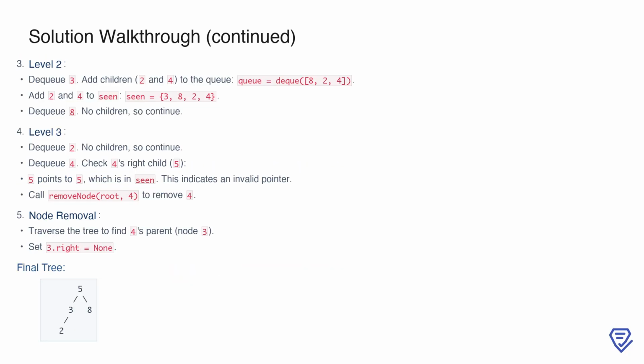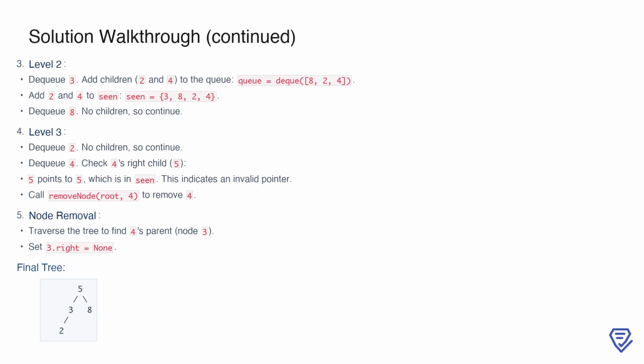At level 2, we first dequeue node 3. We process its children, nodes 2 and 4, adding them to the queue and updating the seen set to include these nodes. Next, we dequeue node 8, which has no children, so we move on. At level 3, we dequeue node 2, which also has no children, and then proceed to node 4. For node 4, we check its right child, node 5. Here, we find that node 5 points to the root node 5, which is already in our seen set. This confirms an invalid pointer.